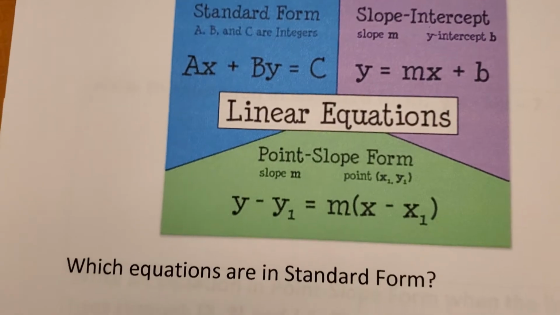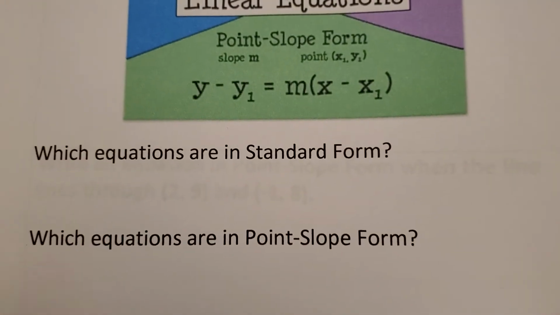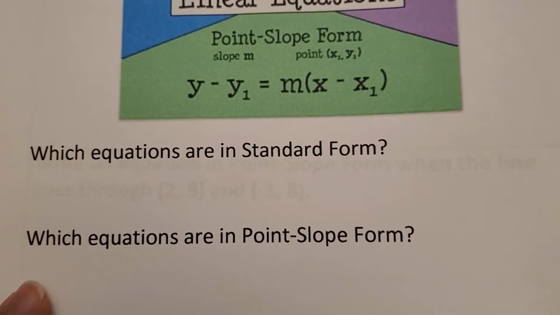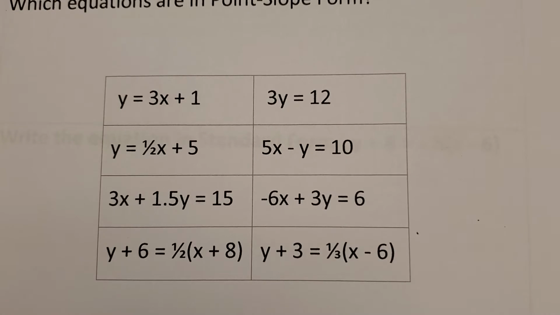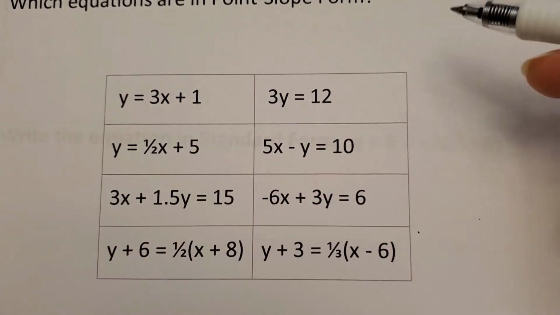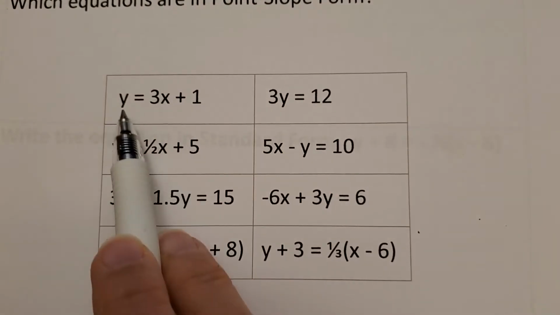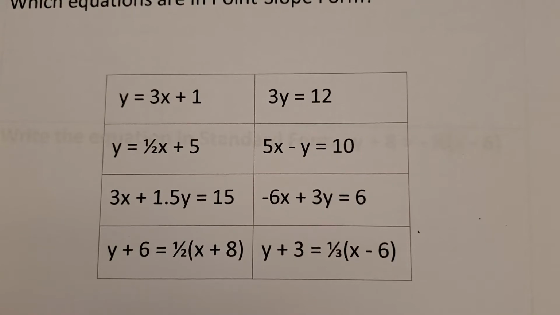So let's get started. We want to look at our little chart down here, and we're going to ask ourselves which equations are in standard form and which equations are in point slope form. On the test, you'll have to know that. Well, this is actually in slope-intercept form, right? So this is in slope-intercept form too, because we have y alone, then the slope and the x, and the constant.